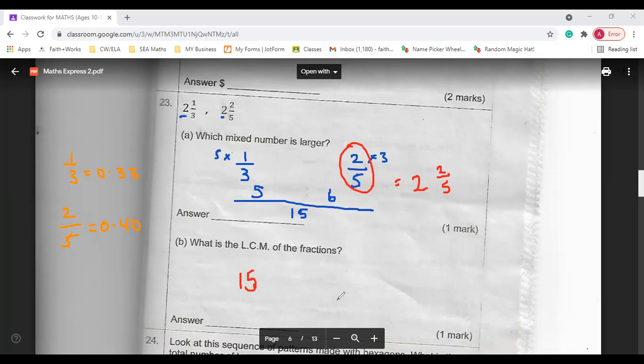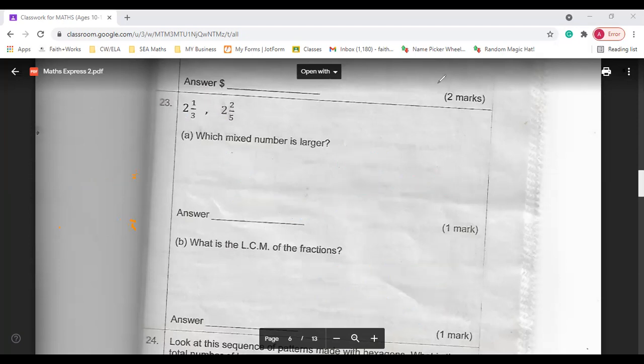You can list out all the multiples of each number. All the multiples of 3 are 3, 6, 9, 12, 15. All the multiples of 5 are 5, 10, 15. Hey, what do they have in common? They both have 15, right? Or by multiplying it as well, 5 by 3 is 15. All right, great. Let's go to the next one.